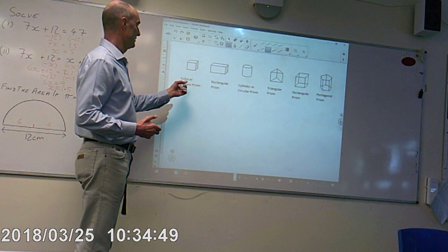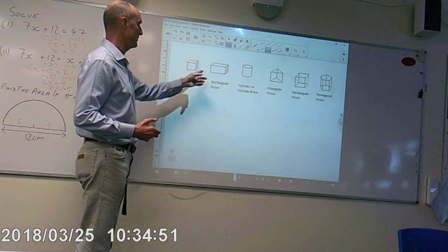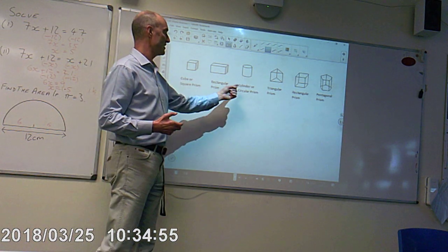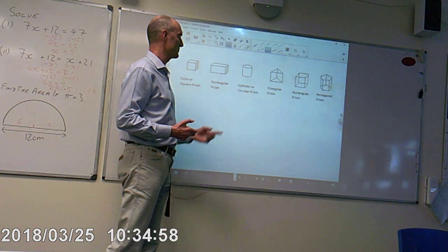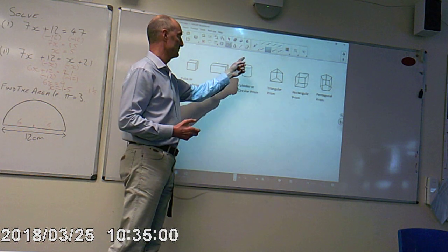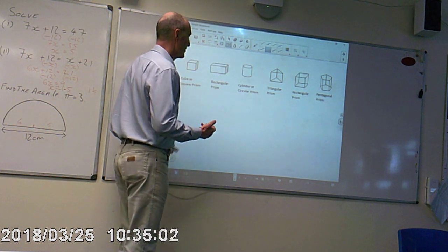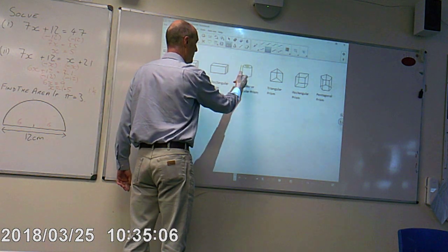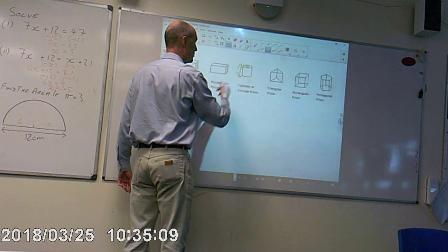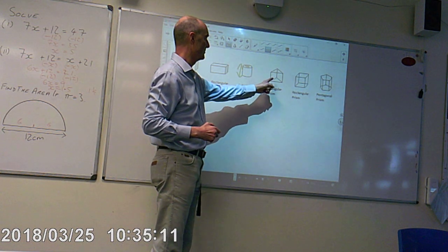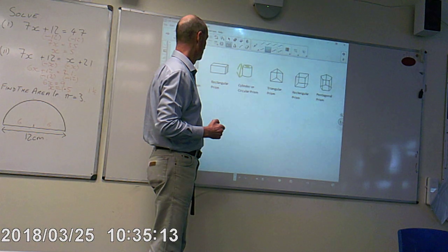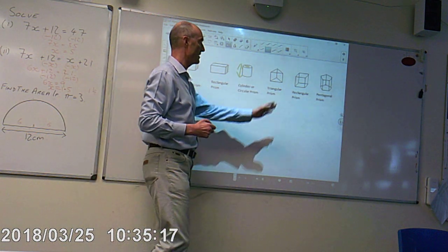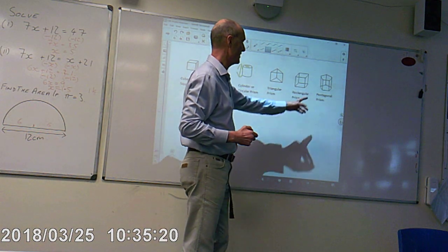shape. So, cube or a square prism, a rectangular prism, which we've talked about, a cuboid, cylinder or circular prism. So it's got a circle at the end, but we just find the area of the circle at the end and multiply it by the length. That's all you have to do. Triangular prism, we've spoken about. Just another form of a rectangular prism. Find an area, multiply it by the length.